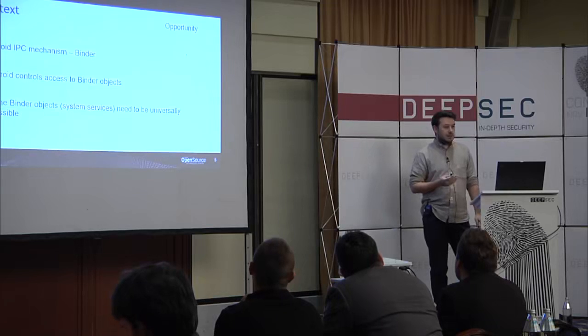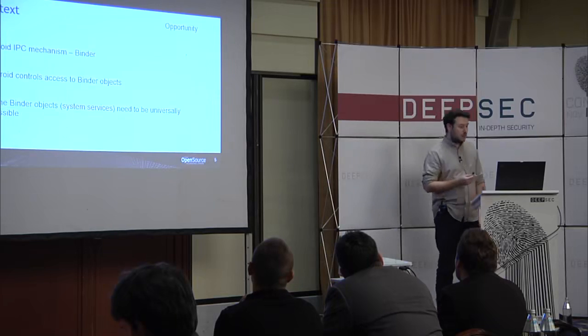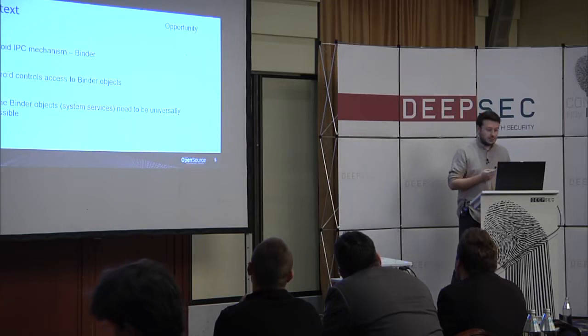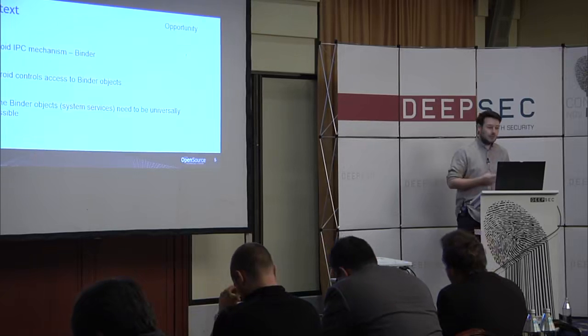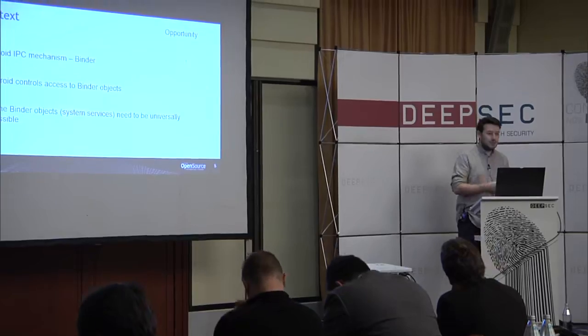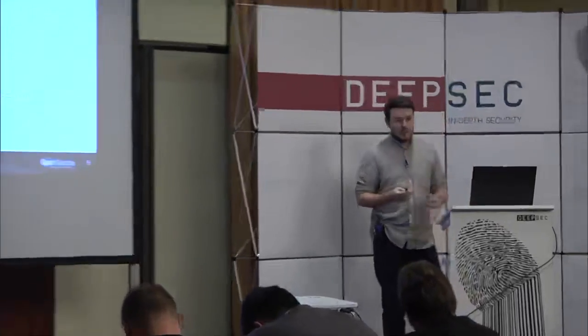Now, the thing that is of interest to us is the fact that some binder objects, more exactly the system services, need to be universally accessible. So they need to be universally accessible by other services and by other applications. This creates a perfect scenario for a fuzzing campaign where we could have a totally unprivileged app try to send different types of inputs to other highly privileged system services that are present in the Android operating system.